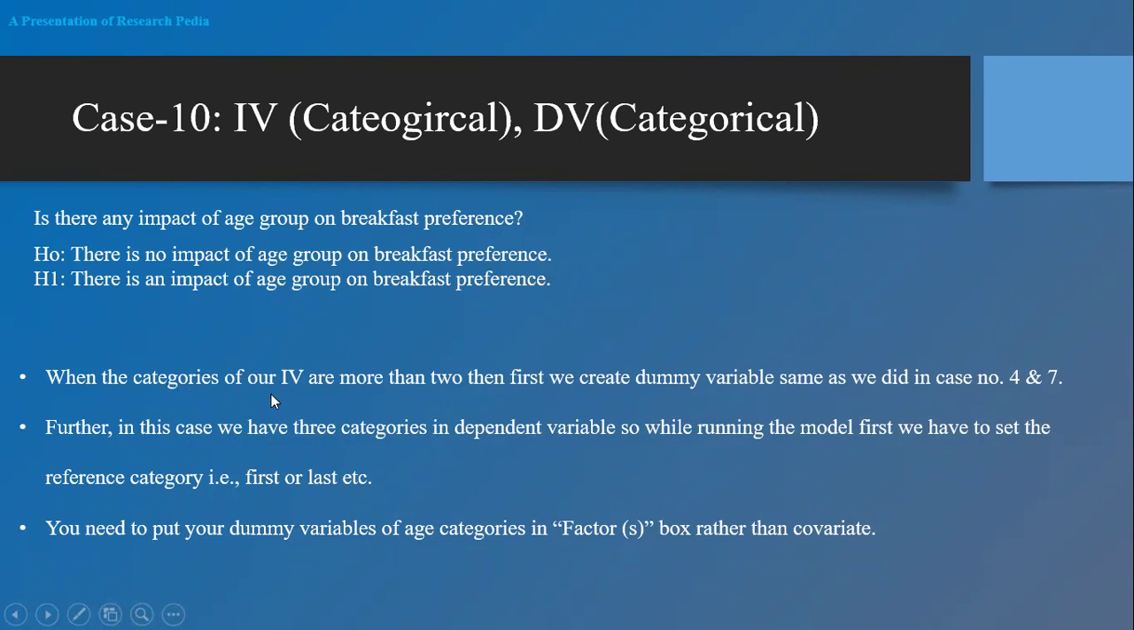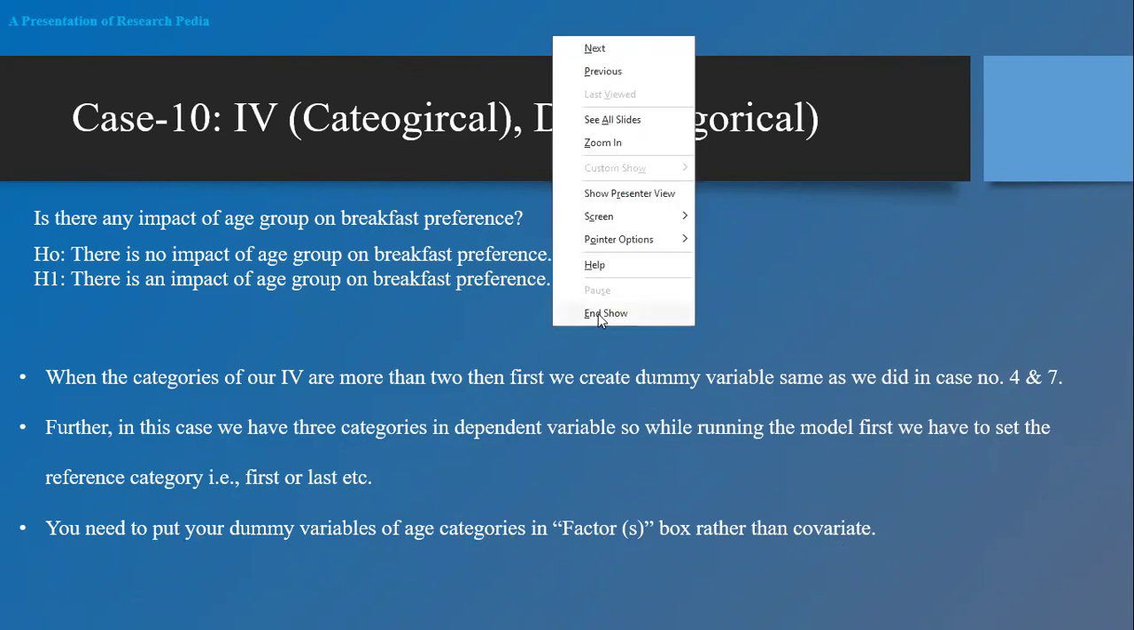So when the categories of our independent variable are more than two, then first we create a dummy variable, same as we did in case number 4 and 7. So we need to consider how many categories of age do we have, and we need to consider one as a reference category and the remaining as a dummy variable. So further in this case, we have three categories in dependent variables. So while running the model first, we have to set the reference category first or last. You need to put your dummy variable of age categories into factor box rather than covariance. So these are the considerations.